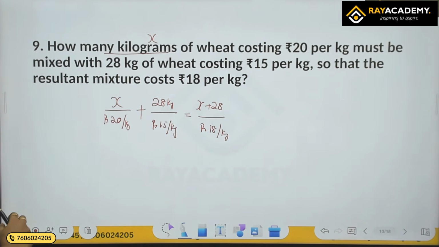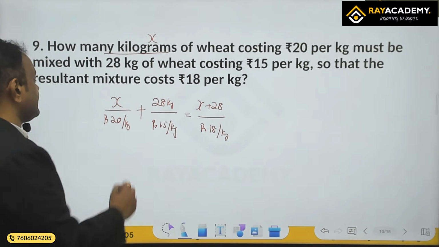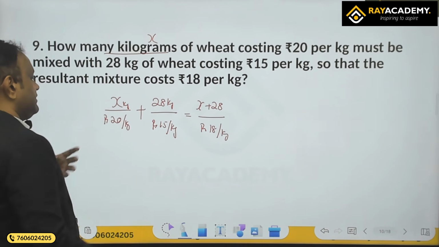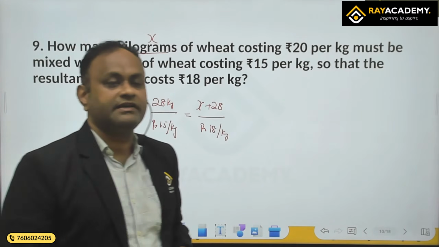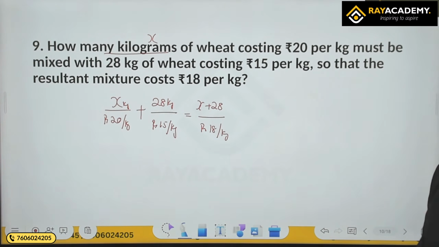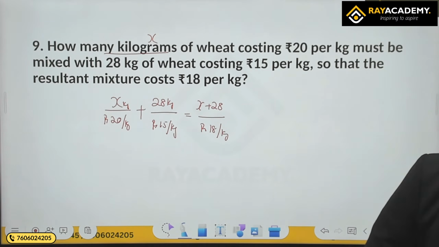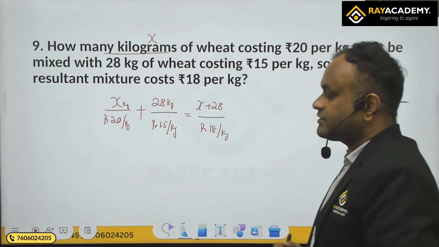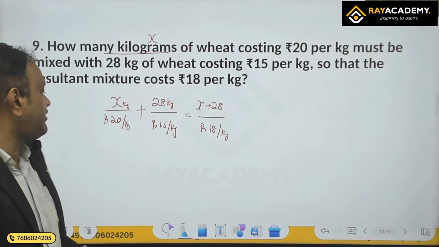Okay, one variety is x kg whose price is 20 rupees per kg, and the other is 28 kg whose price is 15 rupees per kg. If they are mixed together, what would be the average price? Okay, so first we find the total.